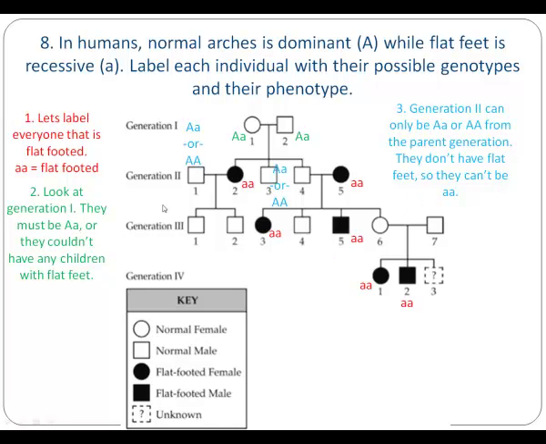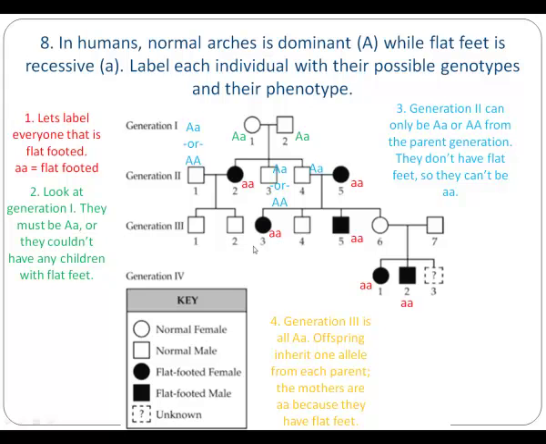Individual 3 could be big A, little a, or big A. I really can't make any prediction there other than that I know he has to be regular footed, so he could be big A, little a, or big A. Individual 4, however, I know has to be big A, little a. If they were big A, they couldn't have any flat-footed children, and they've got 2 here.